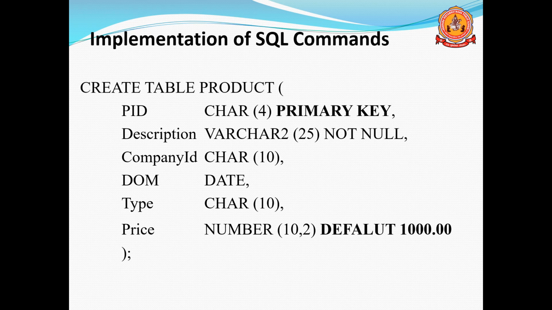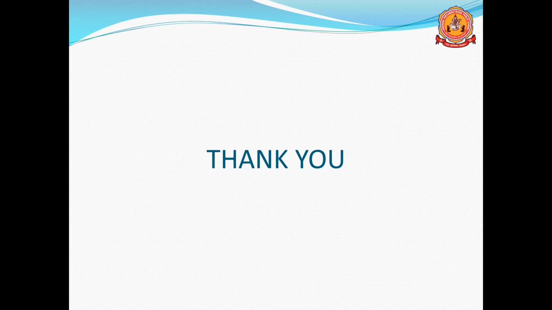I specified 1000.00. So whenever you are not specifying any values for the price, automatically it will take the default value as 1000. If you provide any value, that will be taken. If you are not providing any value, it will take the default value which you provided for price in the product table. This is about the default values.